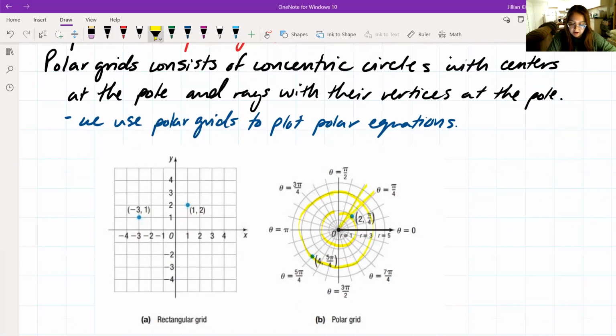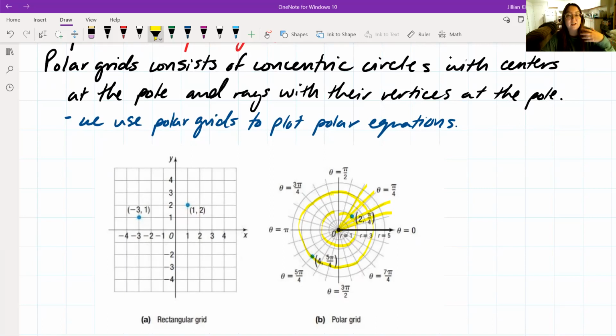And then we have these rays that are coming out from the pole. And these rays are representing different angle measurements. So these are our main differences with our polar equations versus our polar grids. With polar equations, we are essentially just making one full circle, and it's just all different values of theta going from 0 to 2 pi, very similar to the unit circle.